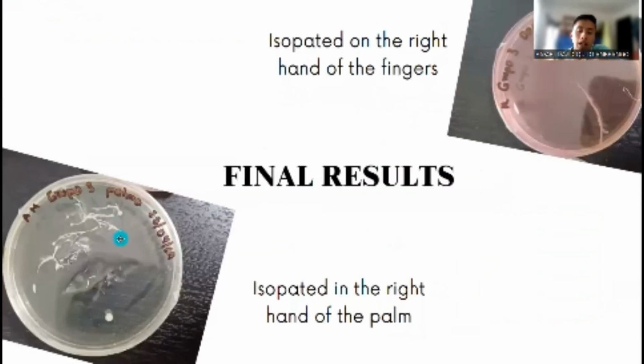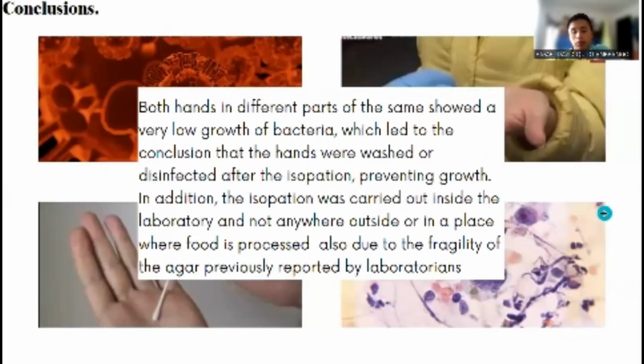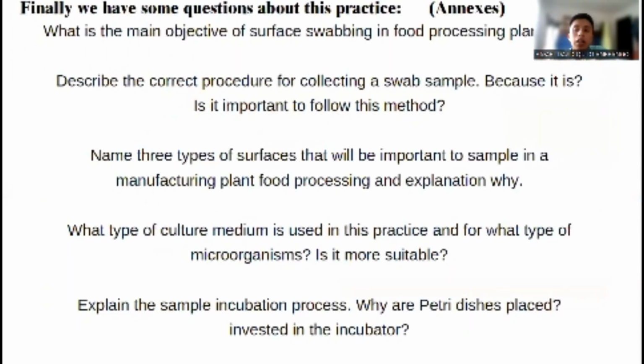In this case, both had complications in the solidification of the agar. The laboratory said that the agar is fragile, for example when the light is turned off, and this complicates the possibility of increasing the bacteria. And finally, to respond to some questions about this hisopation in the laboratory.